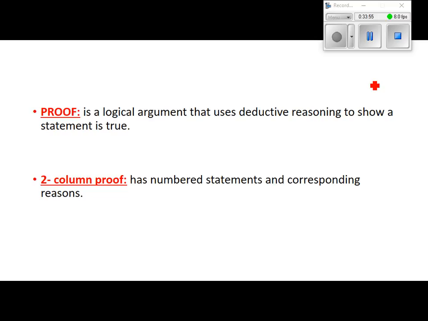I know this because of the subtraction property of equality. I know this is true because of substitution property, and so on. A 2-column proof has numbered statements and corresponding reasons. Make sure you number your statements and reasons. And you might want to write equations here instead of statements, because I didn't read the book very carefully. This book says equations instead of statements. Does it really matter? No.